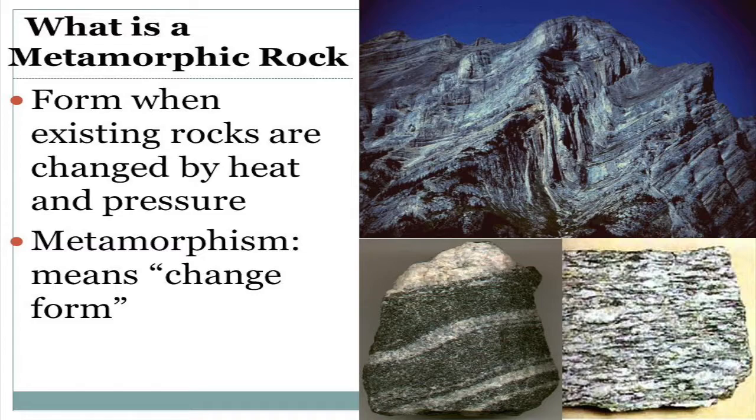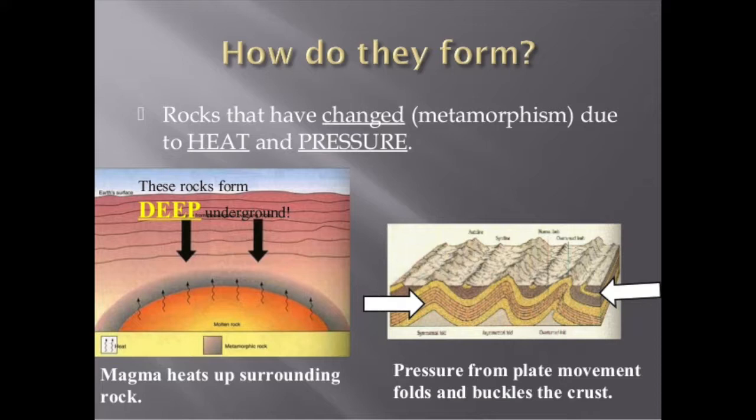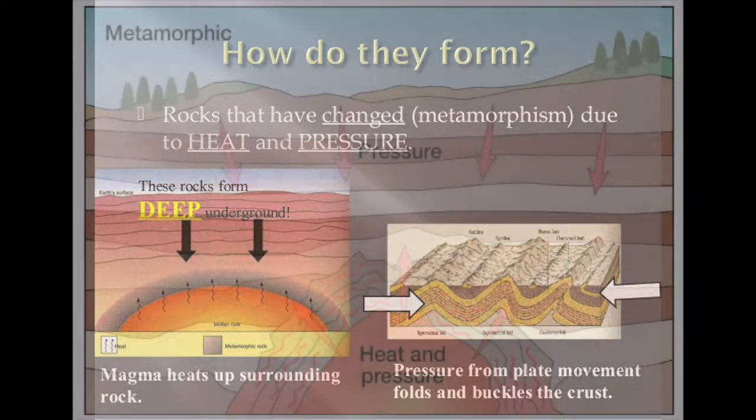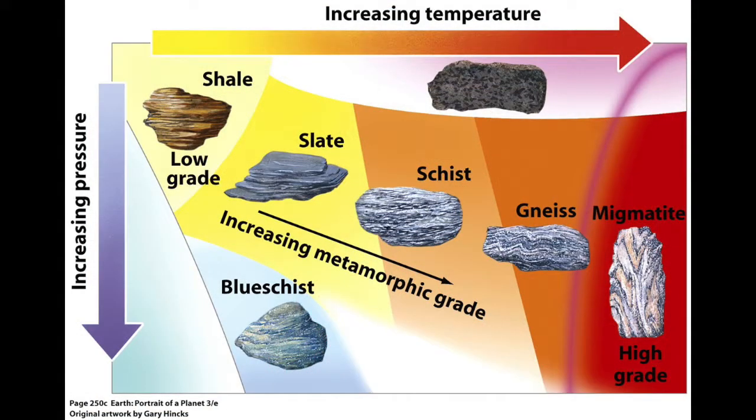Rocks that have changed through metamorphosis due to heat and pressure: the magma heats up its surrounding areas and the pressure from the plate movement folds and buckles the crust. Over a long period of time, the stones undergo metamorphosis. They harden and they create new crystals. The metamorphic rocks change over eons from one type of rock to another.